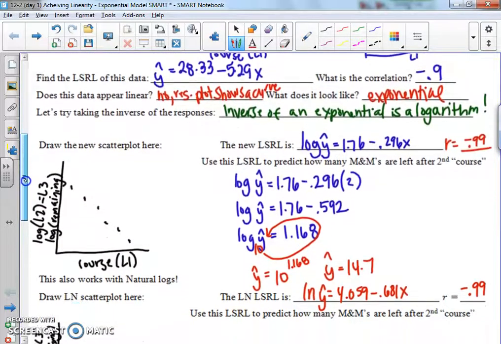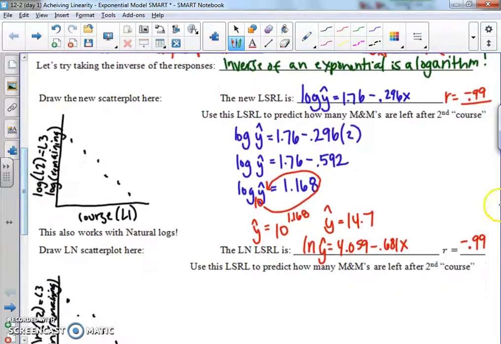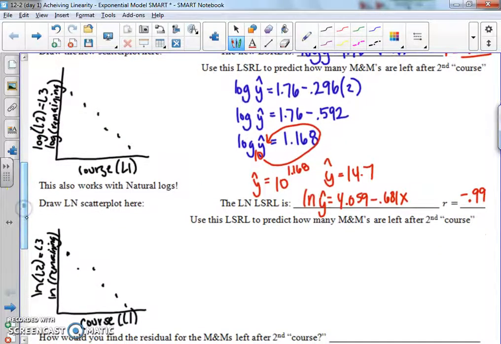Well, as soon as we put in the log or the natural log, the correlation became so much stronger. I mean, you're practically at negative 1, which is as best as you can get, either a negative 1 or a positive 1. So this just shows that taking the logarithm or the natural log is going to be so much more fitting to the line. Okay? So again, we can use this new natural log version of the line to predict how many M&Ms are left after the second course.